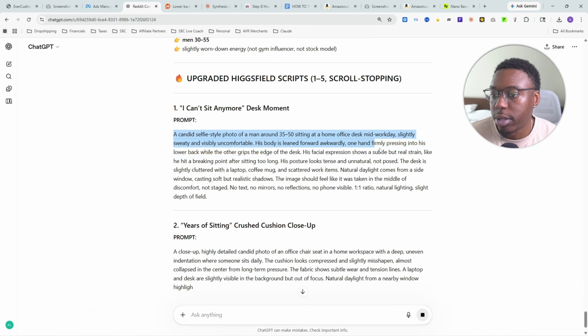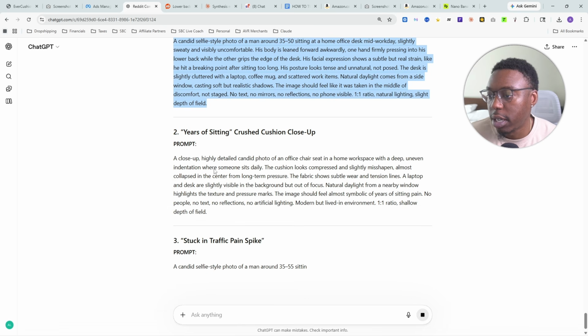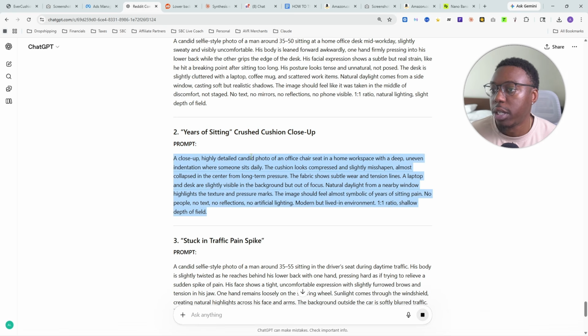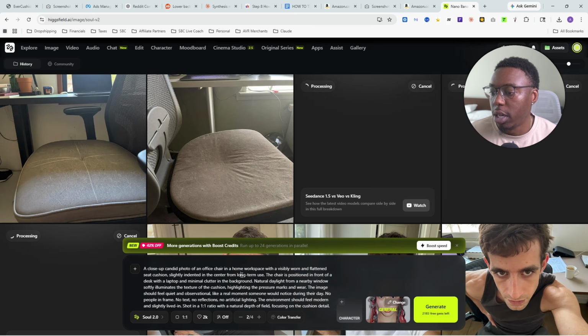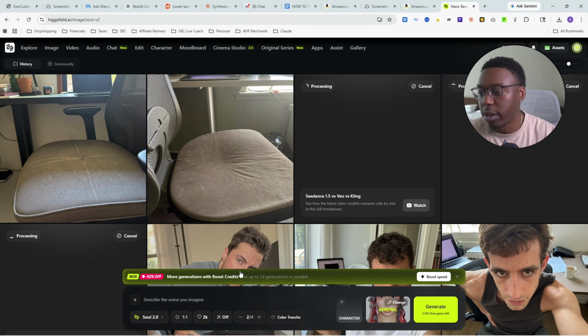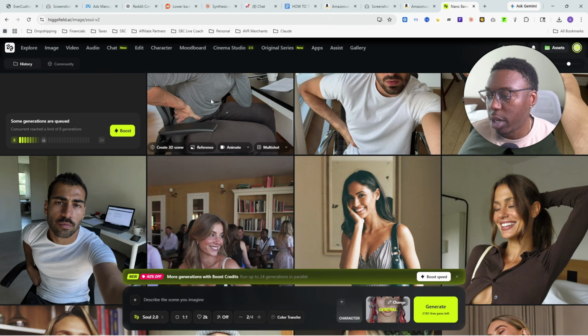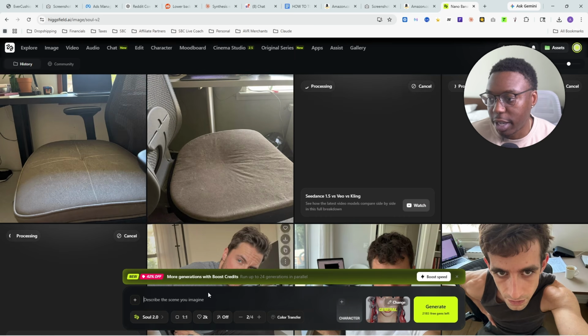Candid selfie, opposite. Okay, so again, another candid selfie, which this prompt is designed to be. Years of sitting, crushed cushion, close up. Okay, so this could just be a cushion. So go to Nano Banana. Okay, so here we go. Here are some images of some chairs and stuff like that. You see how Higgsfield Soul, when it comes to generating people, is good, but sometimes the images themselves can just be a little wonky.